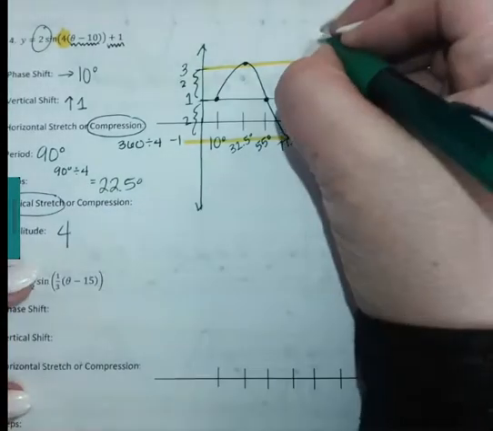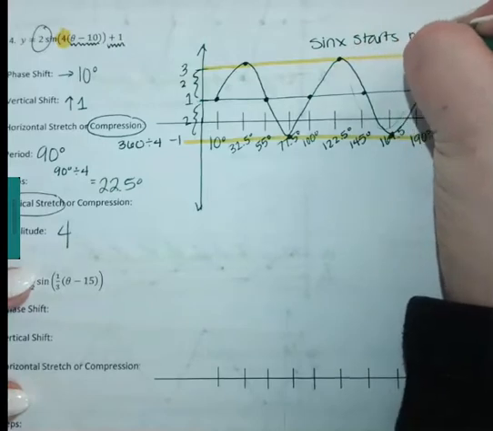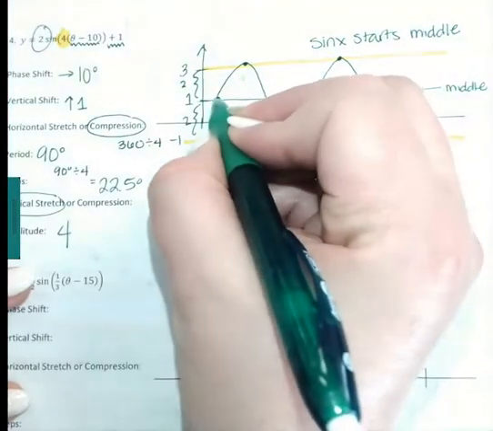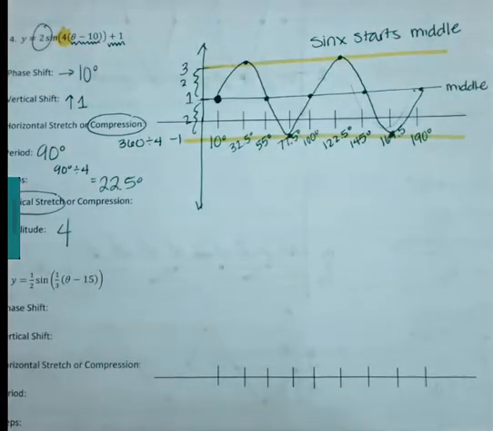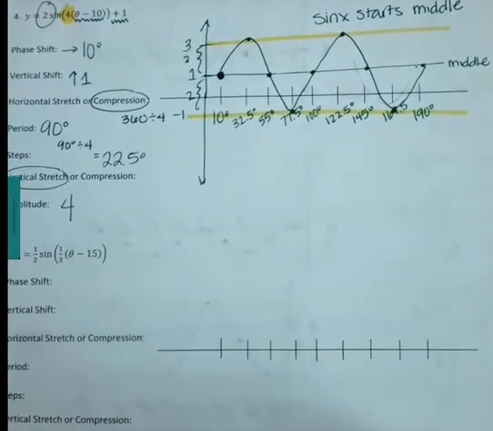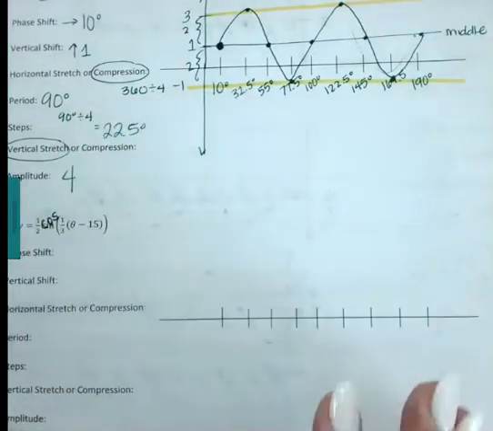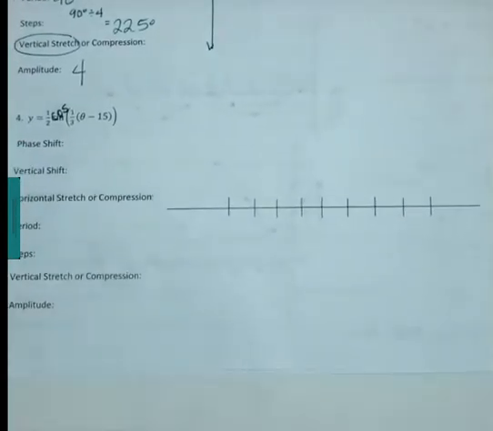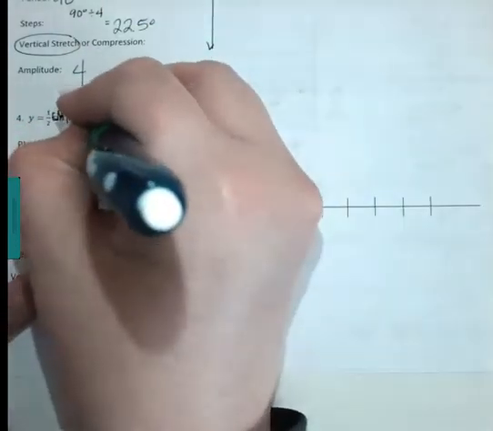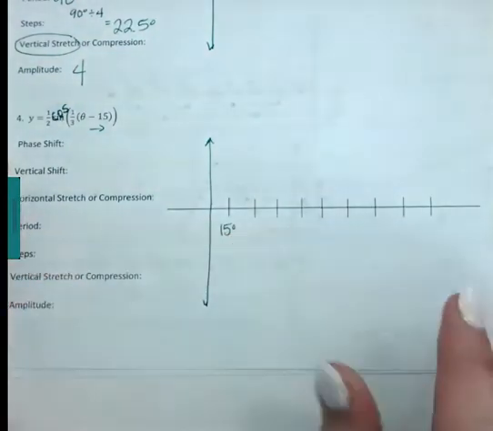So remember that sine x always starts in the middle. That's why at 10 degrees I started in that central point. We're going to change number 4 to be cosine so that we can look at an example of each. So come down to number 4 and make that a cosine instead. First thing, which way are we shifting our graph if I have a minus 15 degrees? To the right 15. So this is going to be 15 degrees, which puts my y-axis right there.